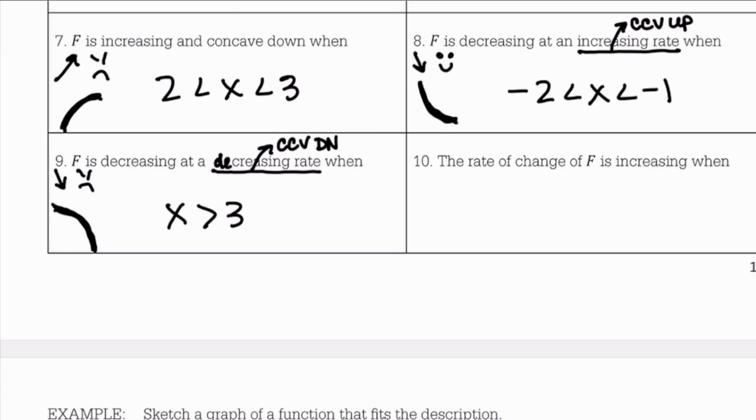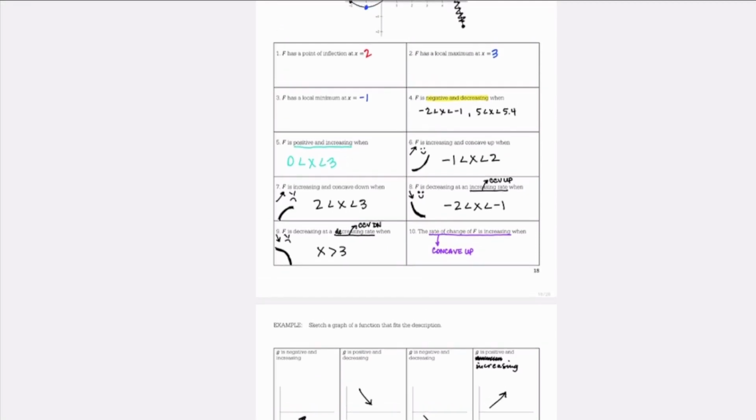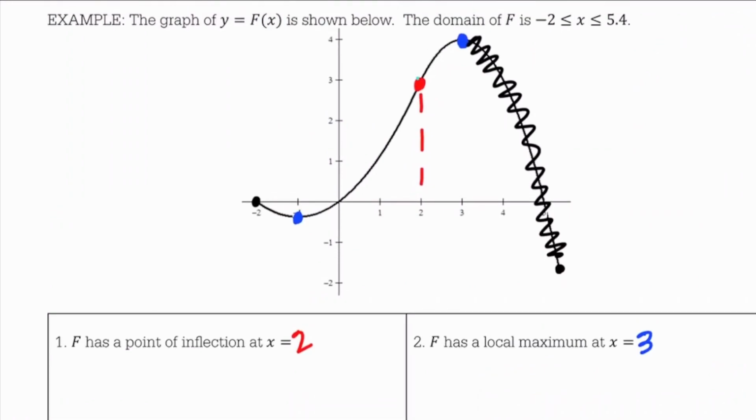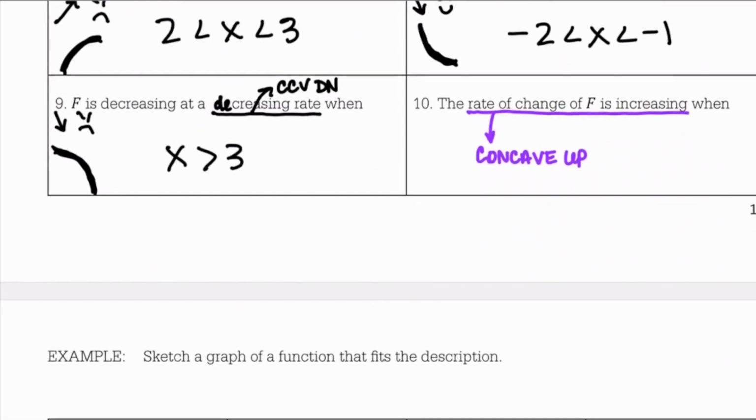All right, so the rate of change of f is increasing. We're going to translate that. If the rate is increasing, that's concave up. And we may have already done that. No, I did not find where it was just concave up in general. Okay, over there, that's where I'm looking for it to be smiling. Okay, I'm seeing that over here. That's going to be all the way from the start until the point of inflection. So that's from -2 to 2, or you could just say x is less than 2.